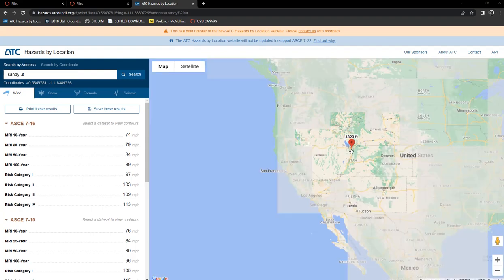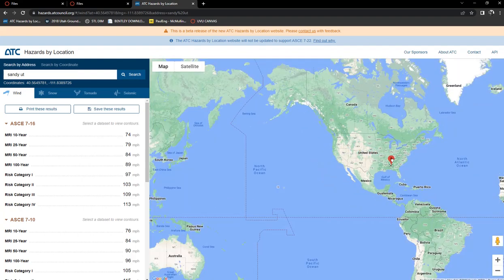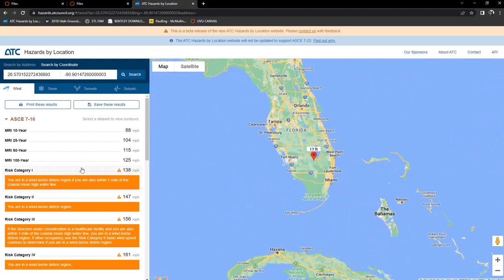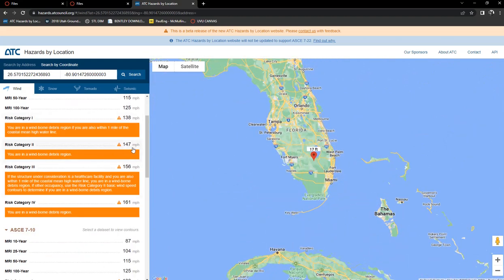So if I zoom out here and drag my pin to Florida, you can see the wind speeds are a lot higher. And it also gives us a warning about being in a wind-borne debris region. So pretty big difference in how we think about that type of structure.